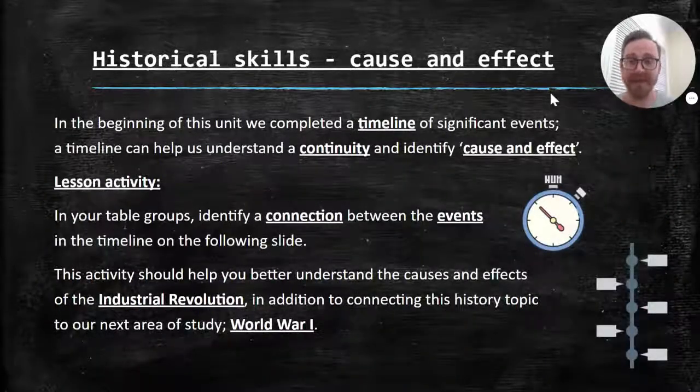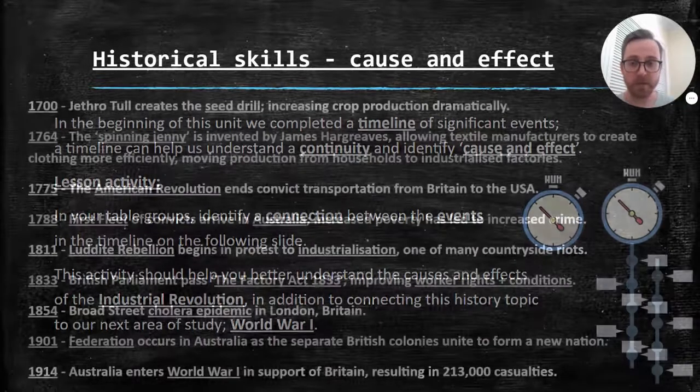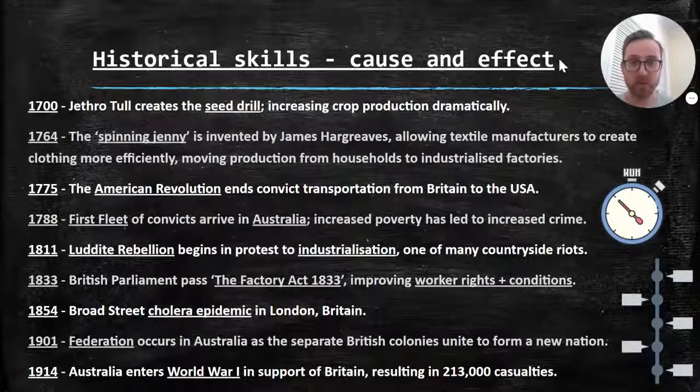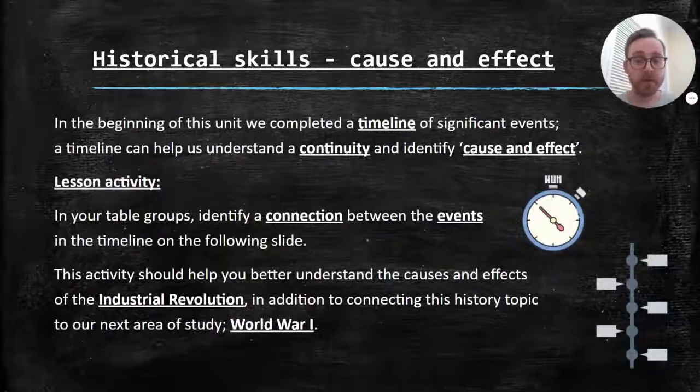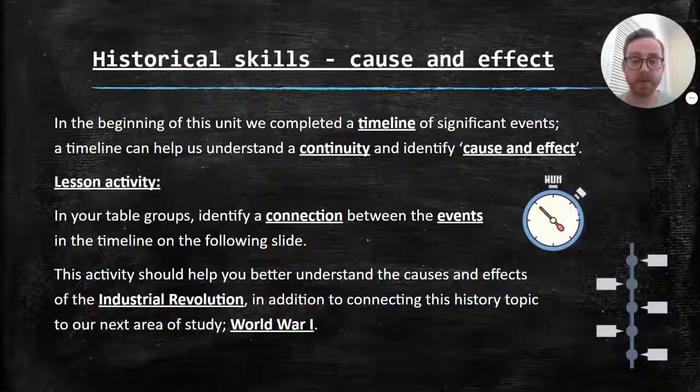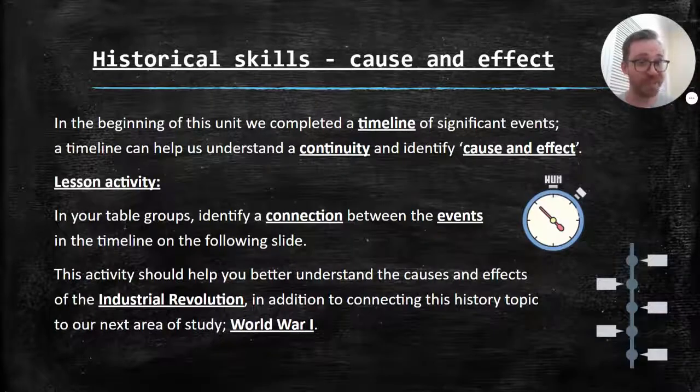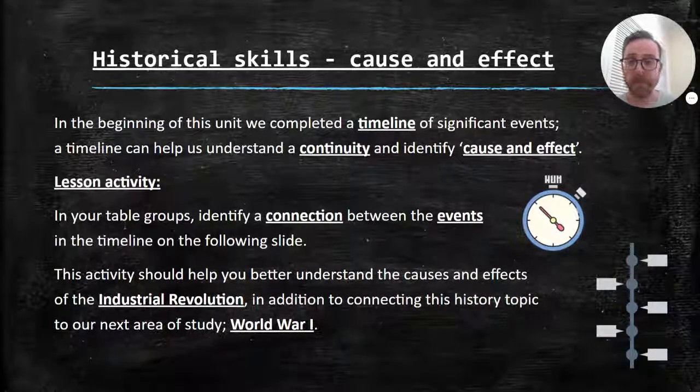There we go. In the beginning of this unit, we completed a timeline of significant events. It was one of the very first things we did. Here it is on this slide over here. So it's 10 or 9 key events that happened during, before, and after the Industrial Revolution. Just giving you, I guess, an overview of this period in history, all the things that happened. A timeline is important because it can help us understand continuity, so what hasn't changed, what has continued, and identify cause and effect.